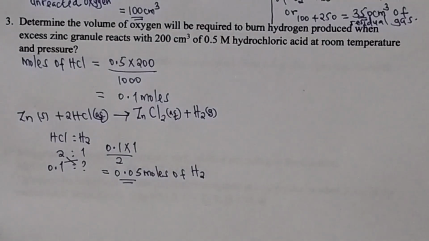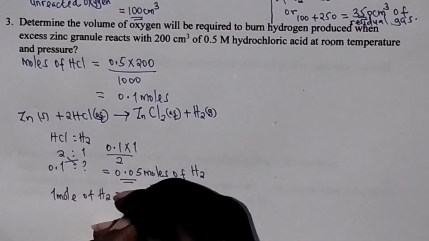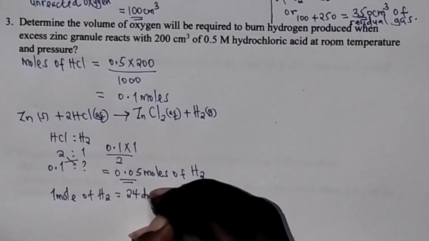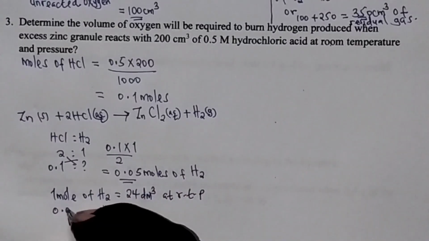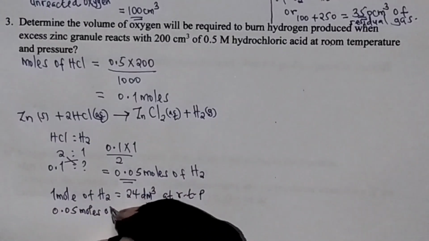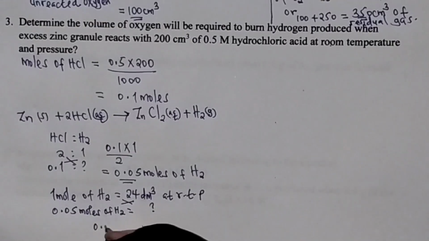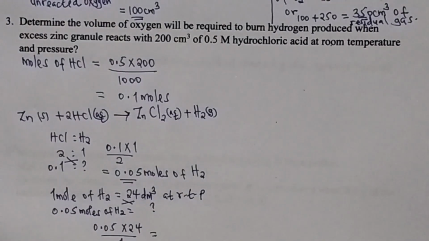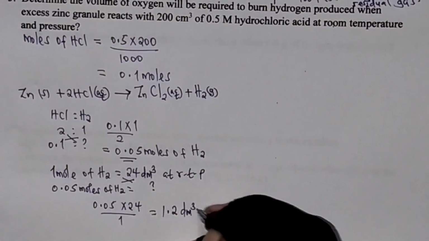So next, let's get the volume of hydrogen gas at RTP, because we are told at room temperature and pressure. So we can say 1 mole of hydrogen gas produces 24 decimeter cube at RTP. So we can ask ourselves, what about 0.05 moles of hydrogen gas? What volume can it produce? So we can cross multiply. We can say 0.05 multiplied by 24 divided by 1. So we are going to get 1.2 decimeter cube of hydrogen gas.